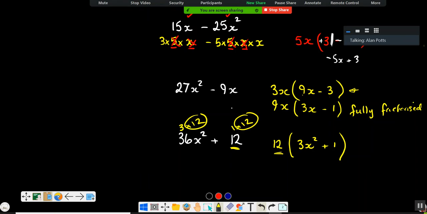It's just about knowing your times tables again, guys, isn't it? So recognizing that 36 and 12 is a factor of 36. All right. Okay, let's move on.